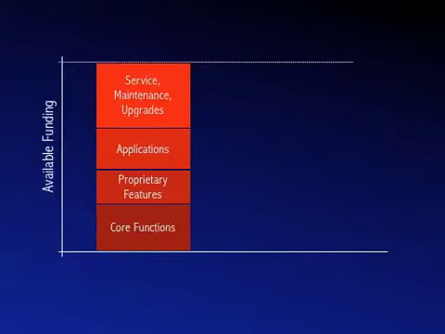For whatever my available funding is, I've got to do all this stuff. I've got to have core functions. That's my physics, my networks, my graphics, all that kind of stuff. I'm probably going to have some proprietary features, some things that are unique to my program that I had to build just for this program. Then I'm going to build applications on top of that stuff. And then at the end, it's a big box, but I have to service it, I have to maintain it, and I've got to upgrade it for however long this program is going to run. And I've got to pay for all this stuff.